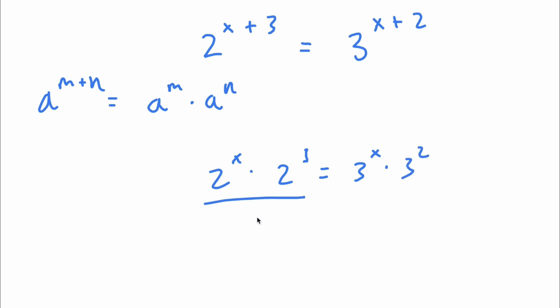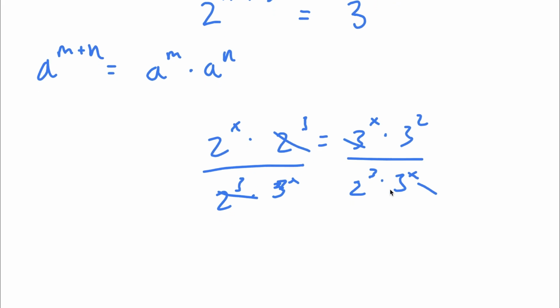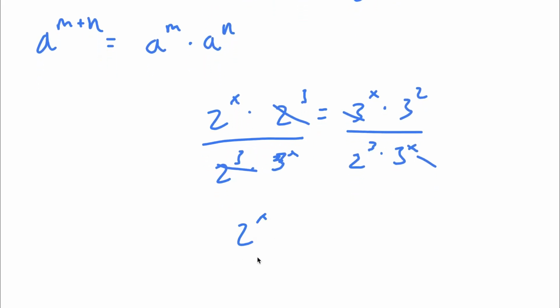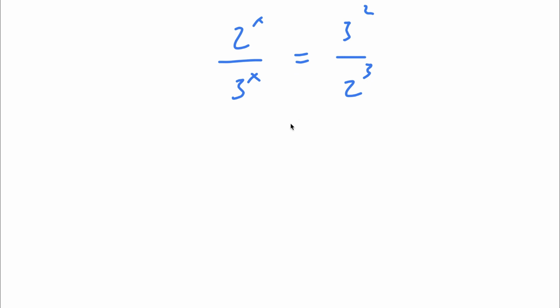Now, I'm going to divide both sides by 2 to the power of 3 times 3 to the power of x. So these two cancel out, these two cancel out, so I'll be left with 2 to the power of x over 3 to the power of x is equal to 3 to the power of 2 over 2 to the power of 3. So now, this is the same thing as 2 over 3 to the power of x is equal to 3 squared over 2 to the power of 3.